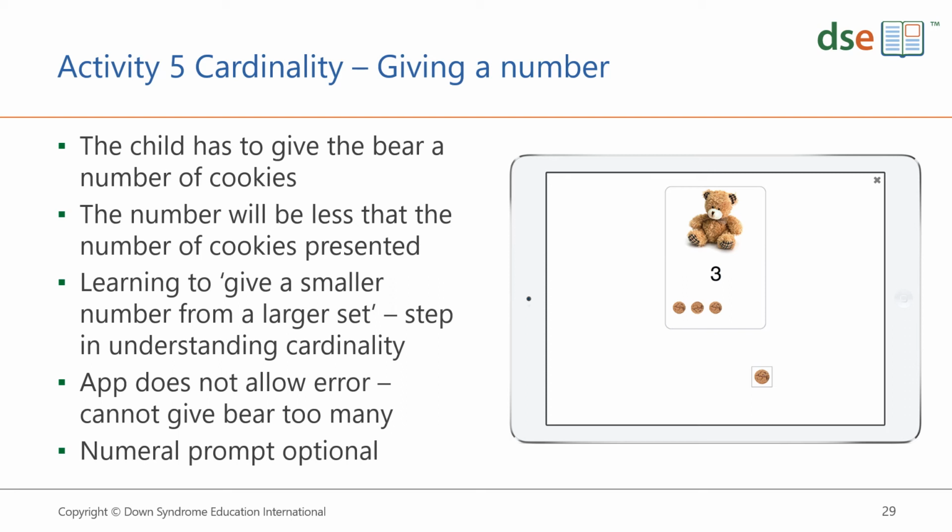You can turn that numeral prompt off. Here we're saying, can you give the bear 3 cookies? And we're leaving the 3 there because we have a verbal short-term memory issue. When the child starts to count out loud and say 1, 2, 3, they may have forgotten the instruction. If you've got the card kit, we'd suggest you put the numeral card alongside the teddy. So again, visual prompts to prompt success.